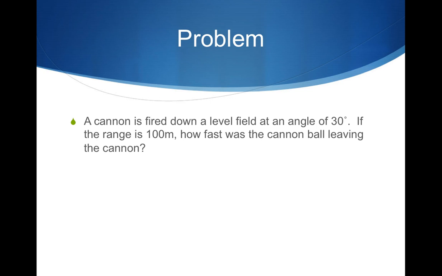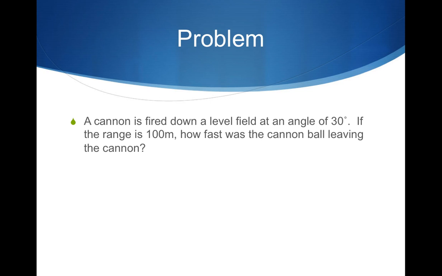However, this is a necessary problem for you to solve because you're going to need this for the car and the cup. So here we go. A cannonball is fired down a level field at an angle of 30 degrees. If the range is 100 meters, how fast was the cannonball leaving the cannon?